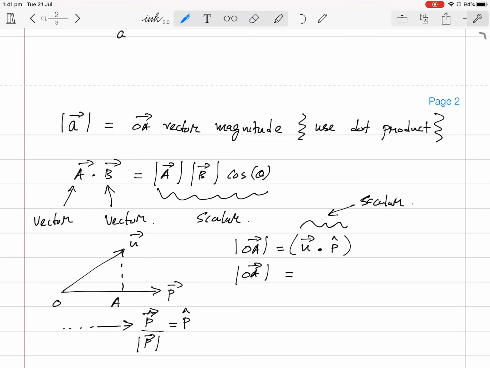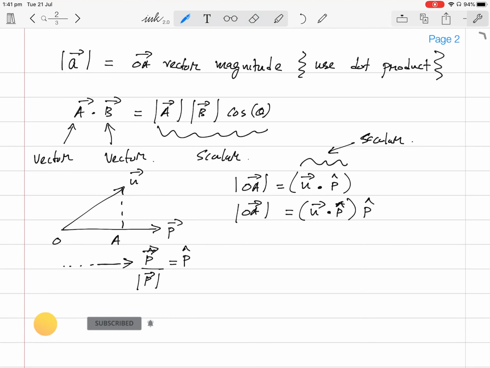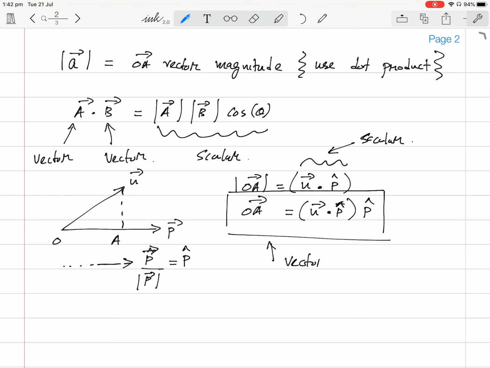So if you want to give a directional sense, you have to give the directional sense in the p hat direction. So what you do, you multiply that with p hat direction. That's what you do. Now this is not OA magnitude anymore, so it's going to be OA vector, right? This OA vector is called the vector resolute in p hat direction.